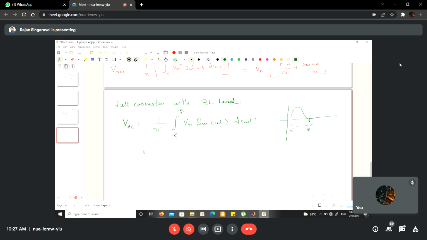So now we should know for what angle this is working. When you have this particular limit, the output becomes Vm by pi into cos alpha minus cos beta. This is discontinuous conduction mode. This is VDC, not VRMS. This is VDC: Vm by pi, cos alpha minus cos beta.